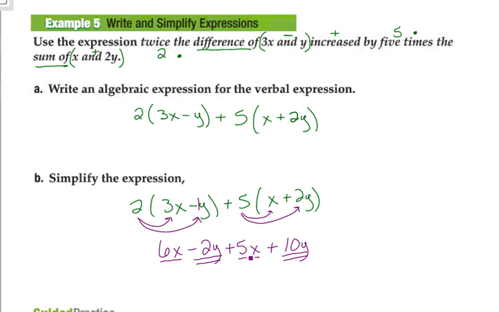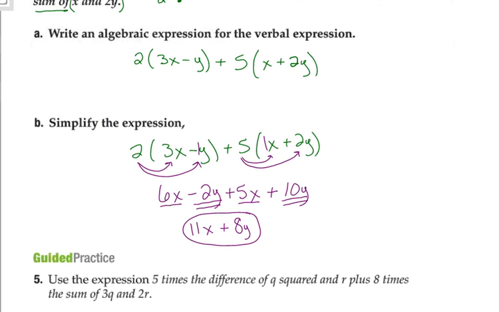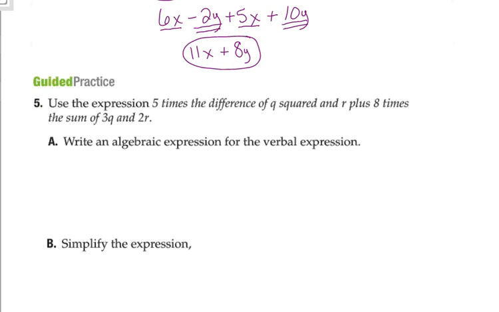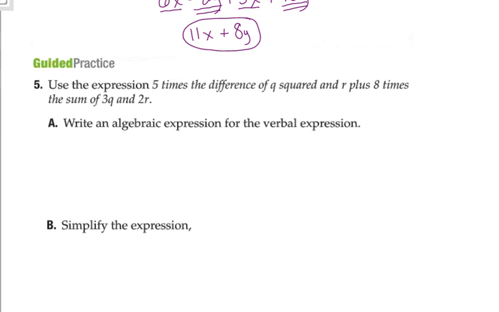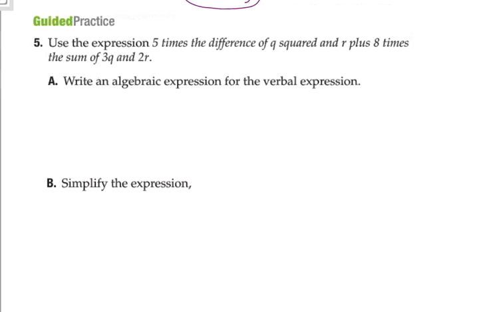So 6x and 5x, I have 11x's. Negative 2y and a positive 10y, I have a positive 8y. That was a pretty intense problem. So again, as many little clues to help you out with the little subtle ones in here, any kind of lines really does help. So final answer, we can't combine those 2 because x's and y's are like apples and oranges. All right, looks like we have one more problem for you to do and then we're done with this. So go ahead and try that guided practice.